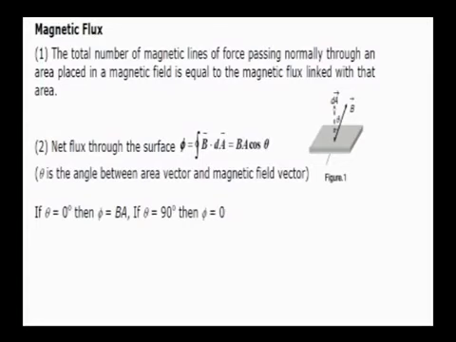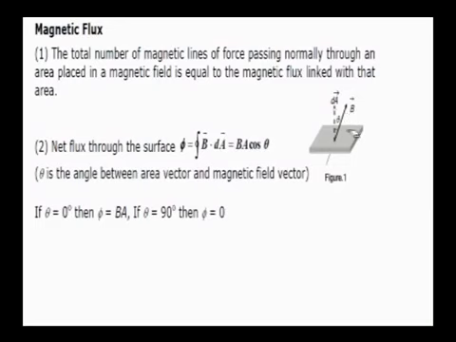Now, the first point: the total number of magnetic field lines passing normally through an area placed in a magnetic field is equal to the magnetic flux linked with that area. The mathematical equation is, the net flux through the surface, phi, is equal to the surface integral of B dot dA, which is equal to BA cos theta. Here theta is the angle between the area vector and the magnetic field.